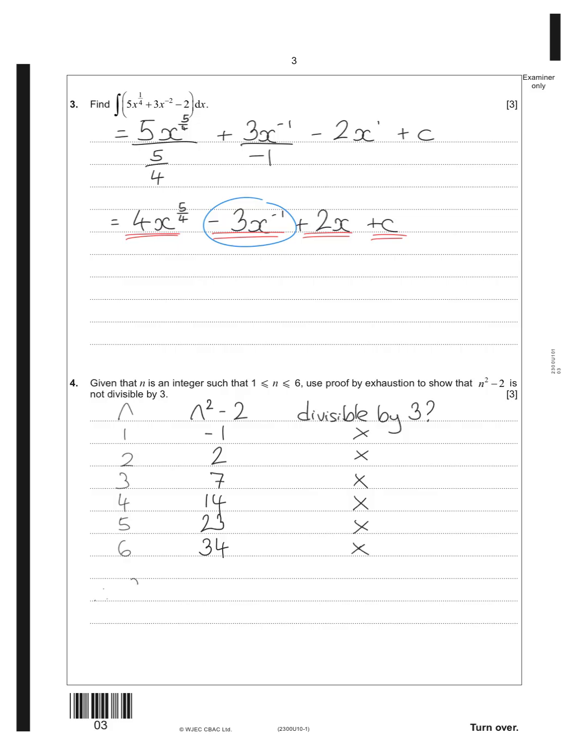Therefore, for n being an integer and 1 is less than or equal to n less than or equal to 6, n squared minus 2 is not divisible by 3. Okay, now you may think this sentence at the end is a waste of time because I'm just basically repeating the question, but that is how you need to finish these questions. Okay, moving on.